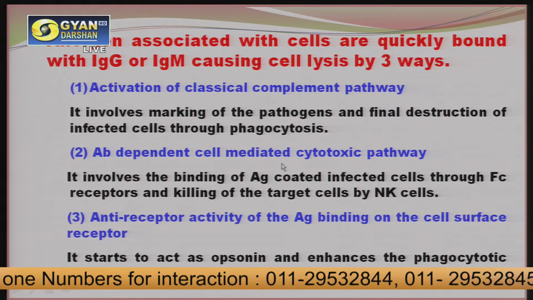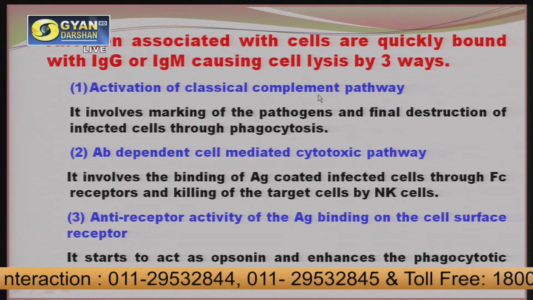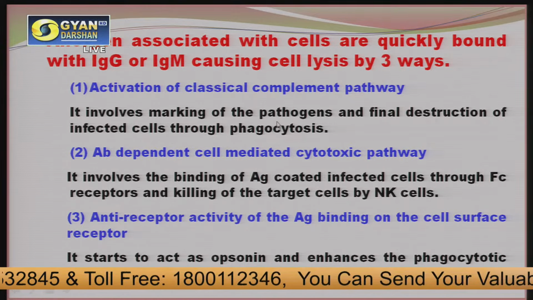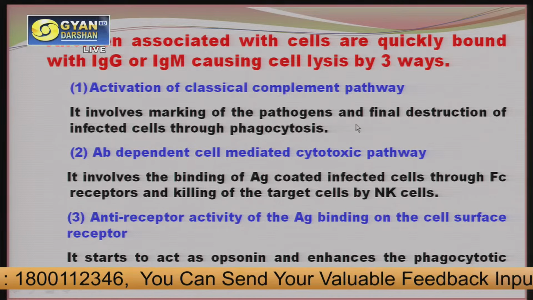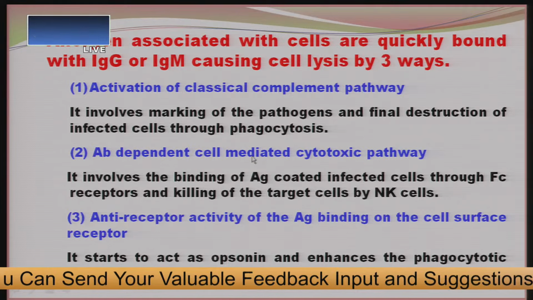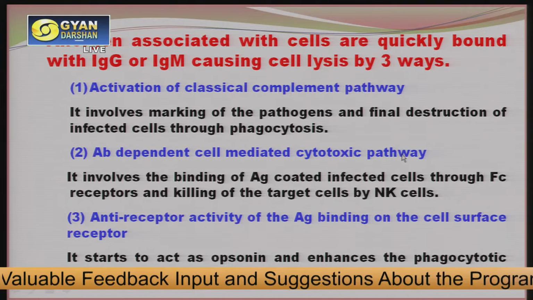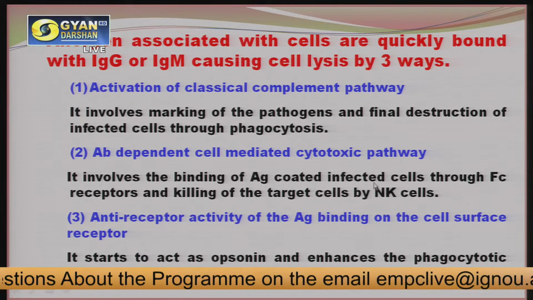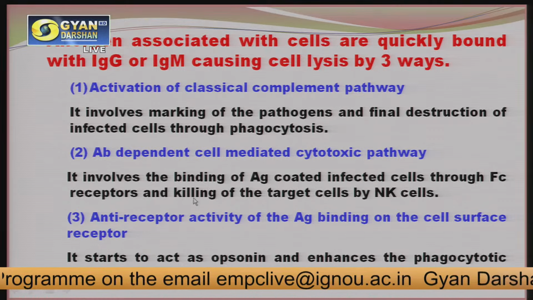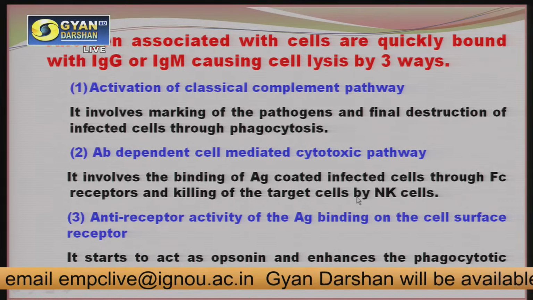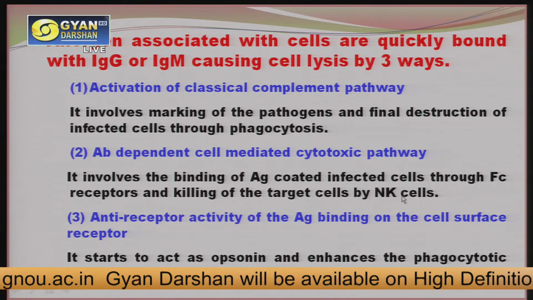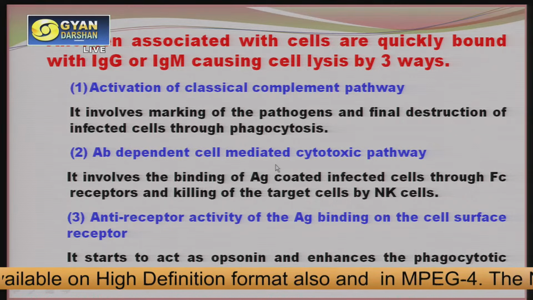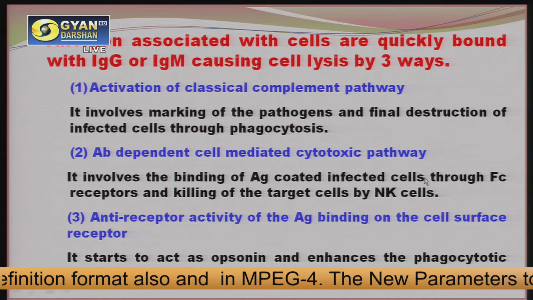Here the classical complement pathway is involved. They can bind with the pathogens, so ultimately they will be engulfed by phagocytosis through the macrophages. The second is the antibody dependent cell mediated cytotoxic pathway. Here is another pathway. It involves the binding of antibody coated infected cells through the Fc receptor and killing of the target cell by the NK cells. Here the NK cells play a very important role in the lysis of the microorganism.